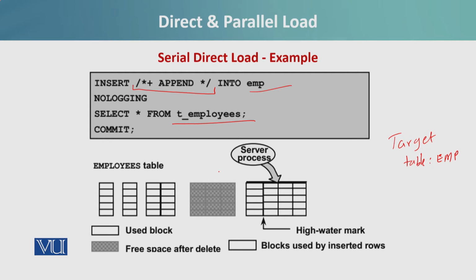The high watermark area is this one. Basically, the server process manages the blocks used by inserted rows. These blocks are used for this, and we have free space after deleting this data. The employee table may have different blocks, and these blocks are transferred from multiple segments, and within the segments it is normally done with the help of temporary segments. With the help of this, data is loaded from T_employees to the employee table.